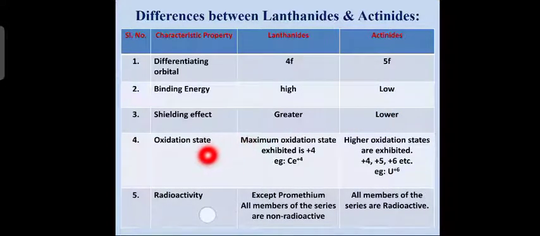Next point is oxidation state. The maximum oxidation state exhibited in lanthanides is +4, shown by cerium. In the case of actinides, the maximum oxidation states are exhibited by uranium: +4, +5, +6. Uranium has +6 also. Therefore, it shows the maximum oxidation states.